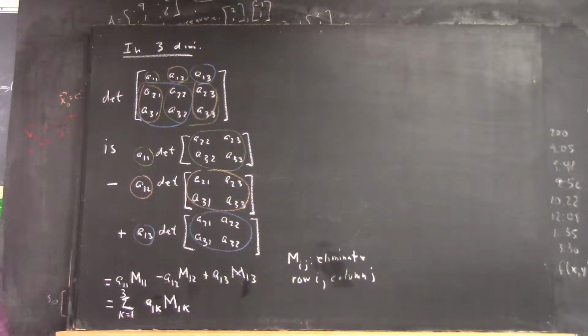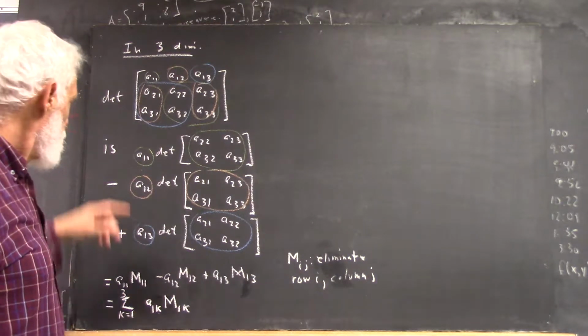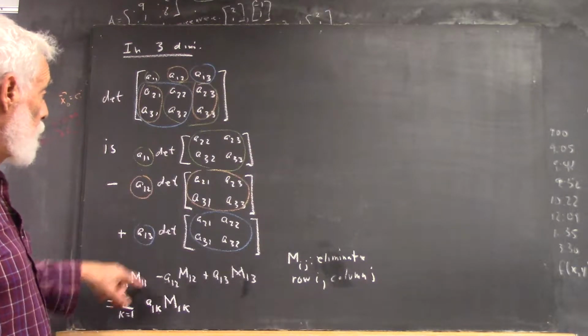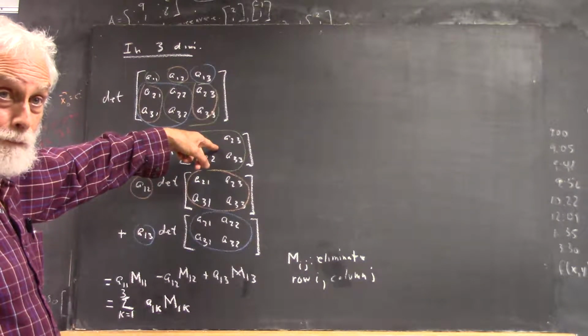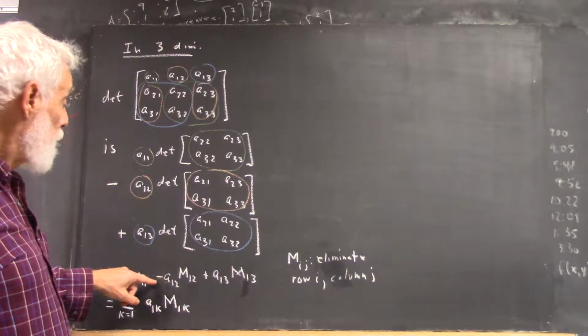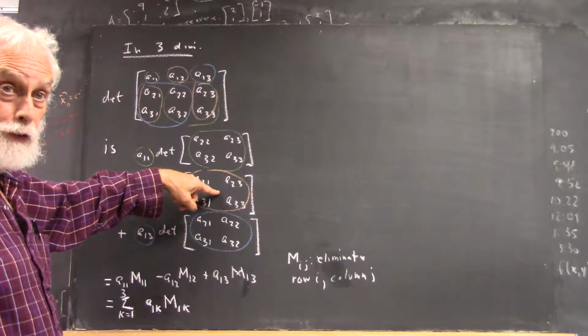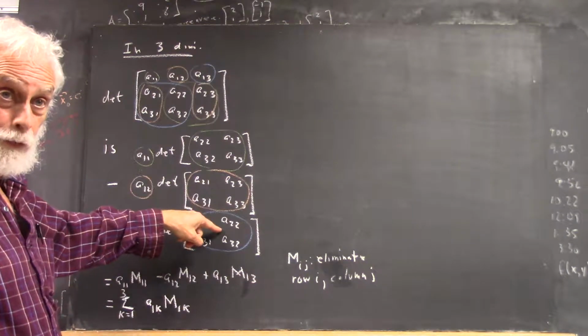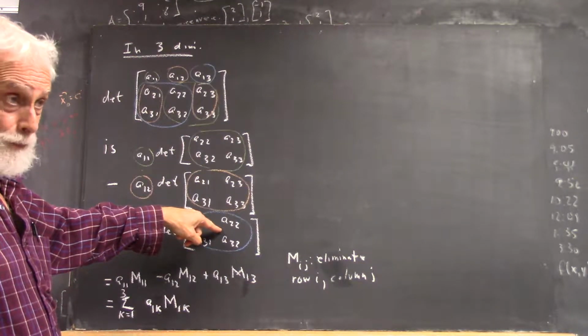Okay, so this can be written as A11 M11, where M11 is this, right? And minus A12 times M12, which is this, plus A13 times M13, which is this. Okay?